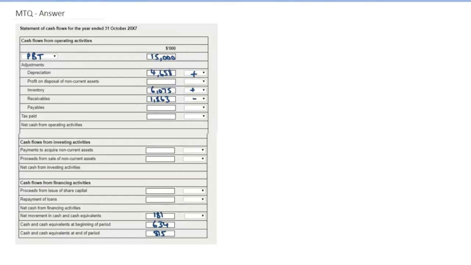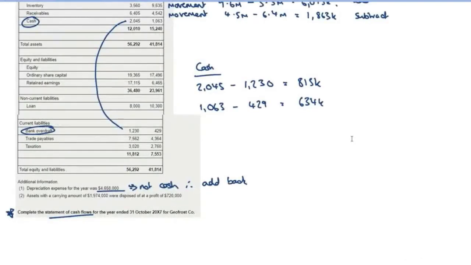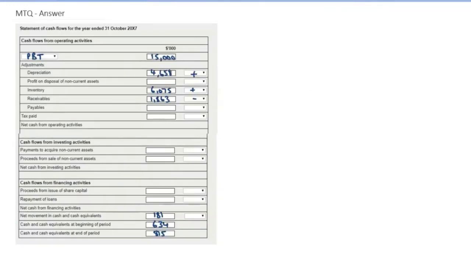Likewise, with my second note here, so assets were disposed, net profit of 720 grand. And we know that profit's going to come from the carrying value, less proceeds, so on and so on. It's an accounting thing. It's not cash. It's been included as profit, therefore I'm going to deduct it. And I just wanted to call that out as some fairly easy marks. So profit on disposal, minus that 720,000.